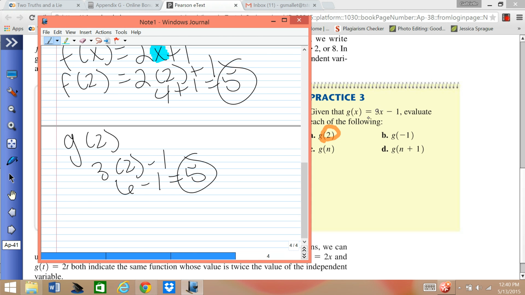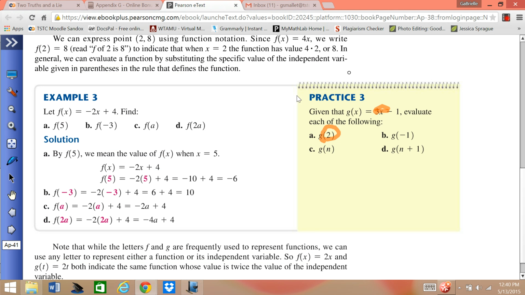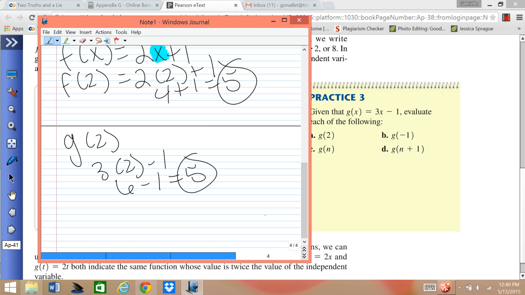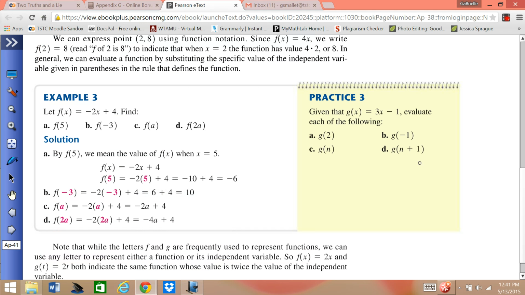Now let's go through and plug in negative 1 right here. Okay? So let's go through and plug in negative 1. Now, by going through and plugging in negative 1, do the same thing. So it'll be 3 times negative 1, because you're plugging that in for x, minus 1. So 3 times negative 1 is negative 3, and negative 3 minus 1 gives you negative 4. So these are the different values you get when you plug in 2, you come back out with 5, right here. And then when you plug in negative 1, you come back out with negative 4. So in function notation, that's all this means.